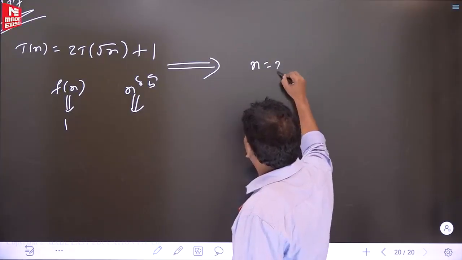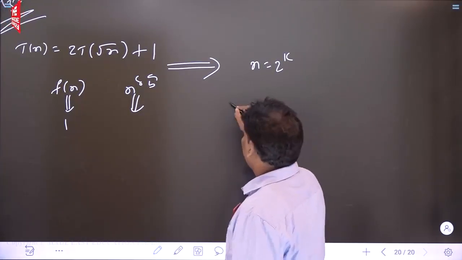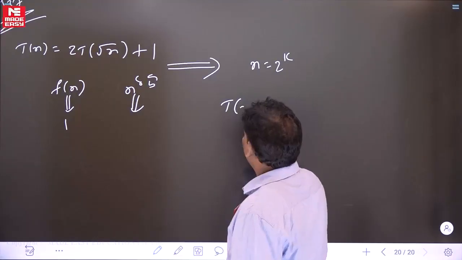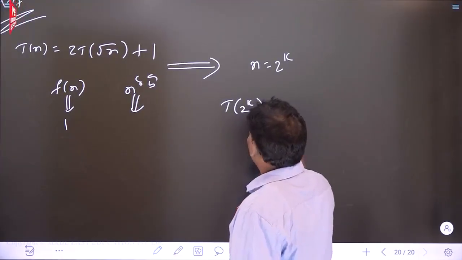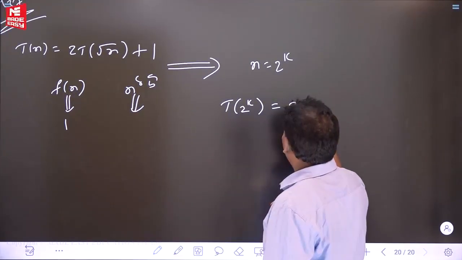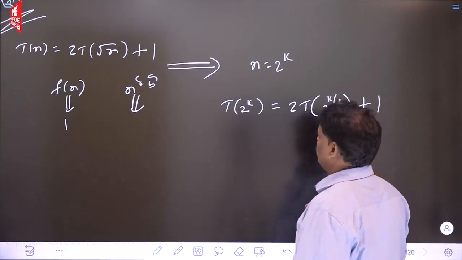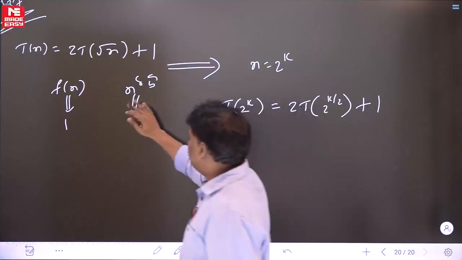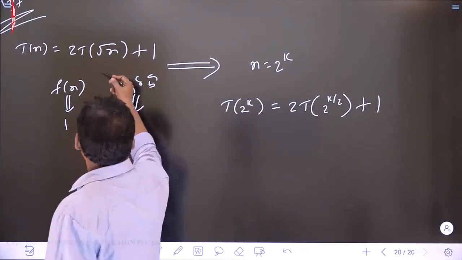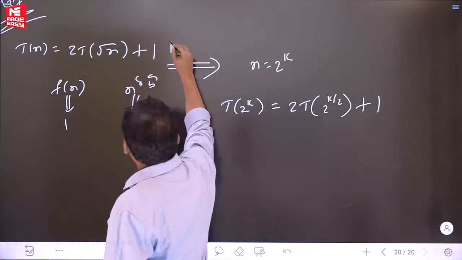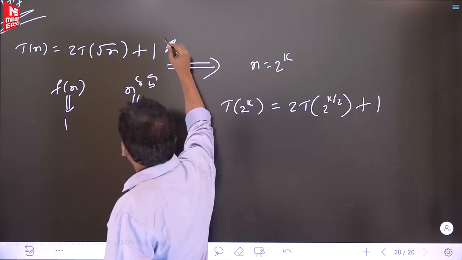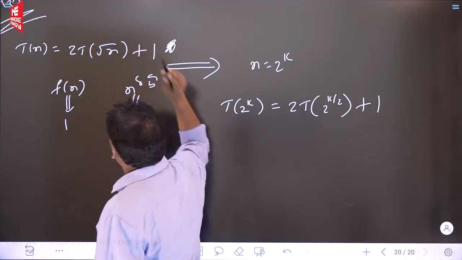N is equal to 2 power k. That is the first assumption. What is the answer? Tn is equal to T of 2 power k is equal to 2T of 2 power k by 2 plus 1. I want to apply the master theorem, but here the b value I don't know. So I am going, you know very well. What is that particular method name?